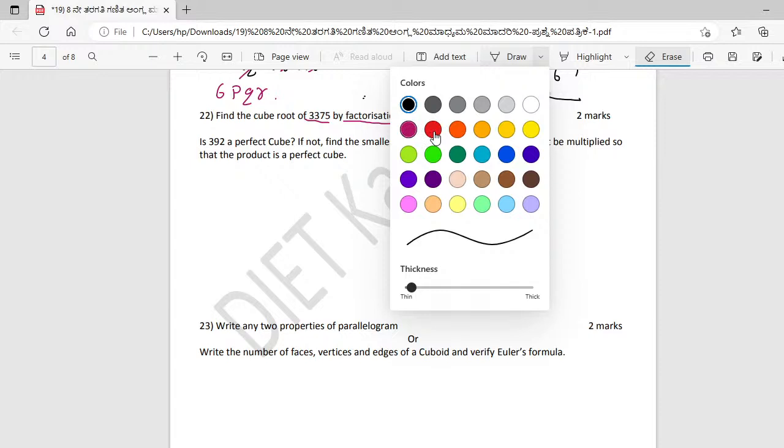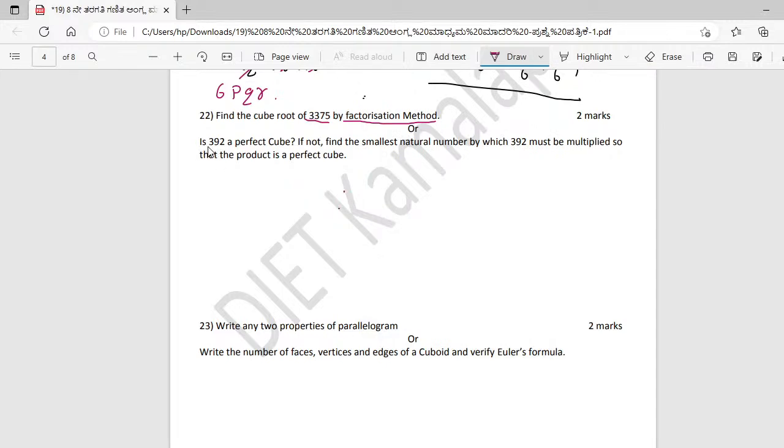Okay, let us go with the next one. So the one more option says what? They're asking you: 392 is a perfect cube, and they gave a question mark. That means they are not saying it is a perfect cube. So first we need to find out whether it is a perfect cube or not. Let us see whether it is a perfect cube or not.